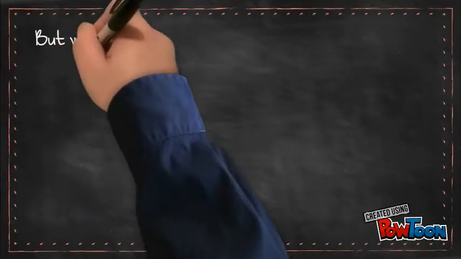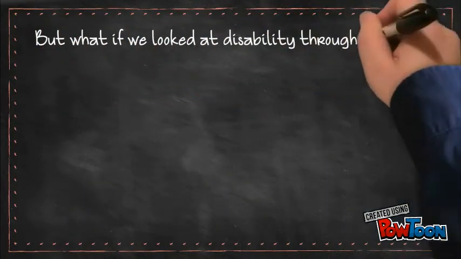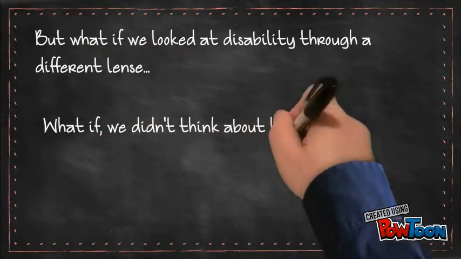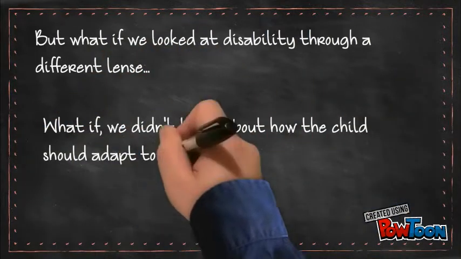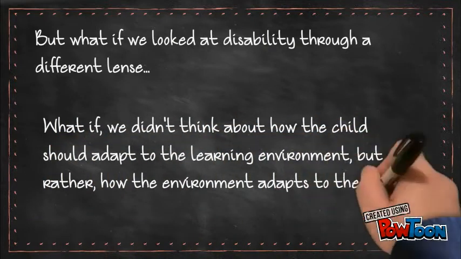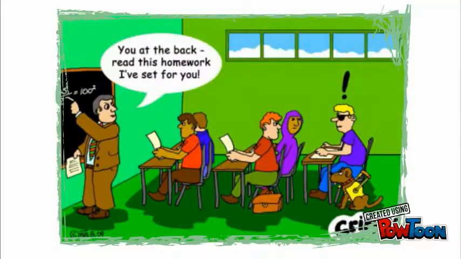What if we looked at disability through a different lens? What if we didn't think about how the child should adapt to the learning environment, but rather how the environment adapts to the child? Teacher says to visually impaired student at the back of the room, "You at the back, read this homework I've set for you." The social model of disability.